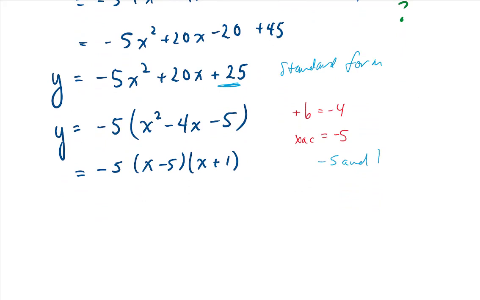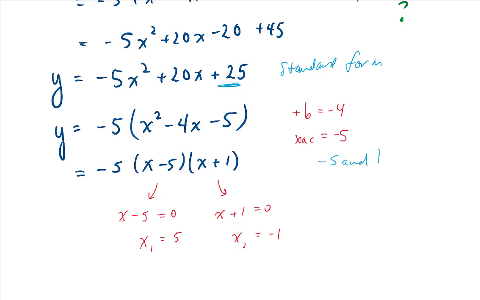Next step is to look for the zeros, and this is what we're looking for. So to solve for one of the zeros, we're going to take x minus 5 and let it equal 0. And we end up with x1 equals 5. Do the same thing for the other factor. We get x plus 1 equals 0. Therefore, the second zero is x2 equals negative 1.